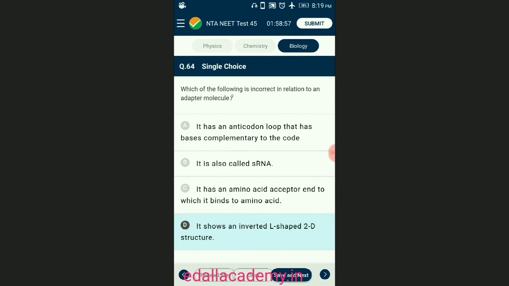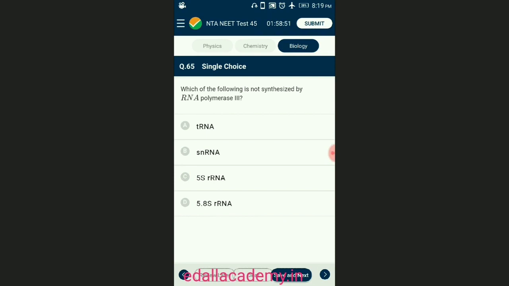Question number 65. Which of the following is not synthesized by RNA polymerase 3? In eukaryotes, three types of RNAs are synthesized by three different RNA polymerases. RNA polymerase 1 synthesizes ribosomal RNA, that is 28S, 18S and 5.8S. RNA polymerase 2 synthesizes the heterogeneous nuclear RNA, precursor of mRNA. RNA polymerase 3 synthesizes transfer RNA, 5S ribosomal RNA and snRNA.